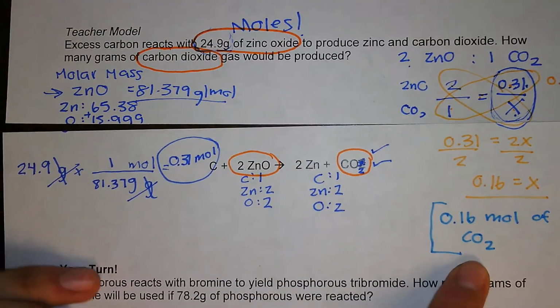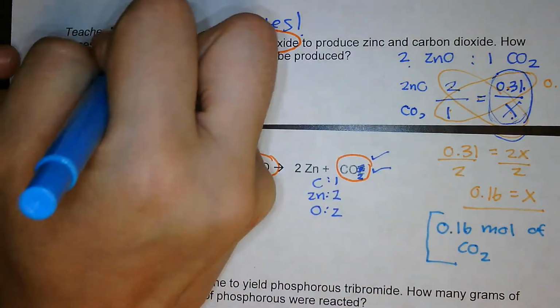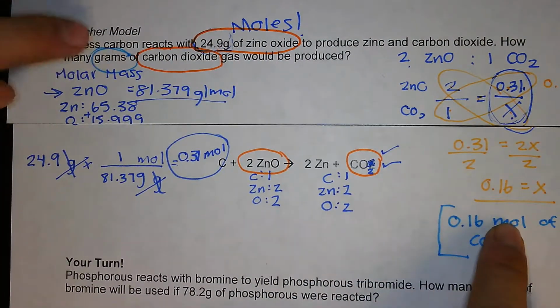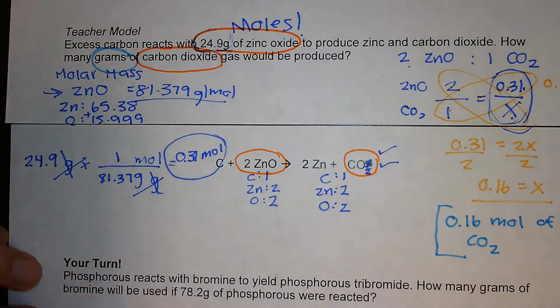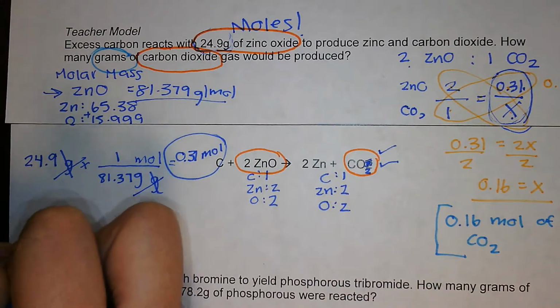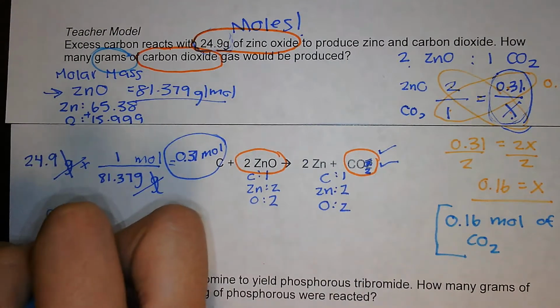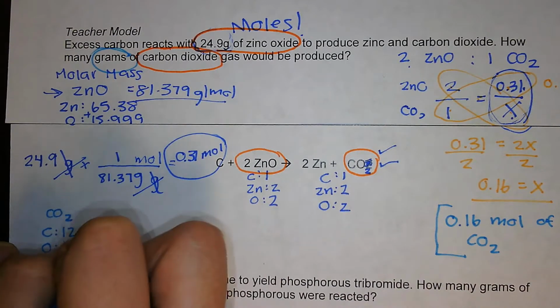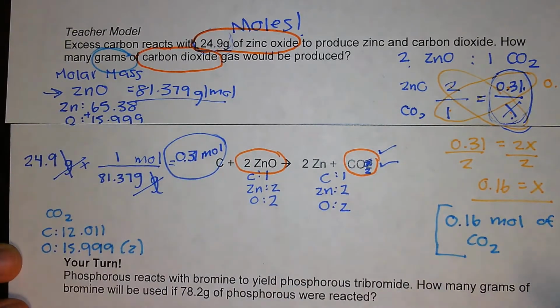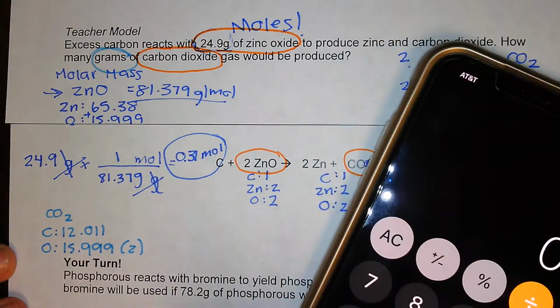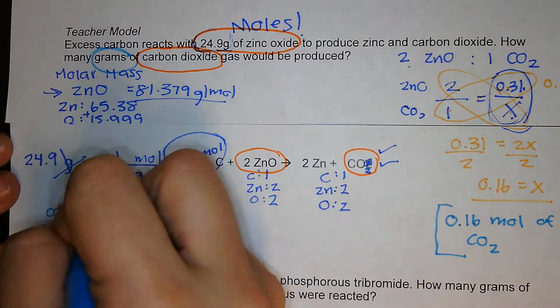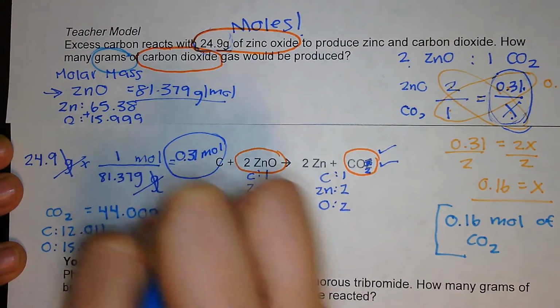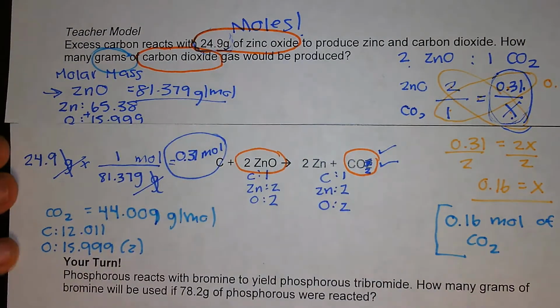I found the moles of carbon dioxide. But I read the question again, and I'm like, how many grams? They want me to know the grams. So I have moles. I need to go to grams. What do I do? Yep, the molar mass. But this time I have to find the molar mass of CO2. So CO2, I got 1 carbon and oxygen. Carbon on the periodic table is 12.011. Oxygen is 15.999, but I have 2. So I have to make sure to multiply that by 2. So, here we go. 15.999 times 2 plus 12.011 is 44.009.